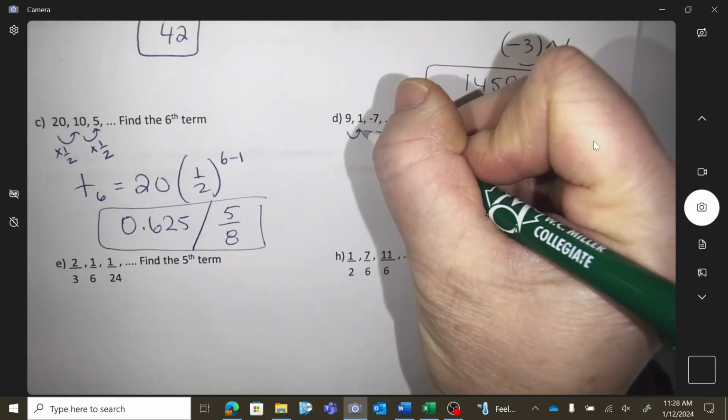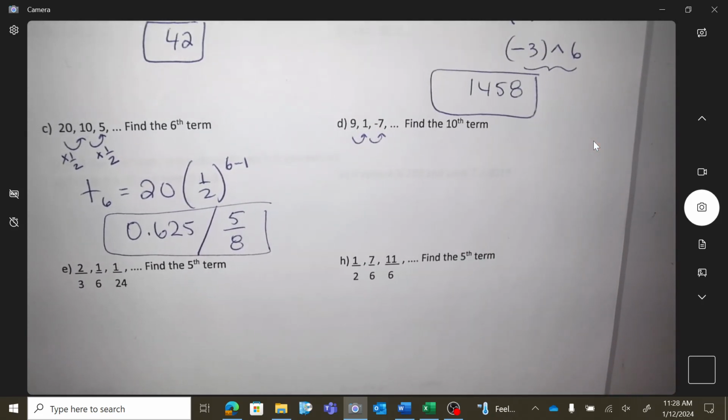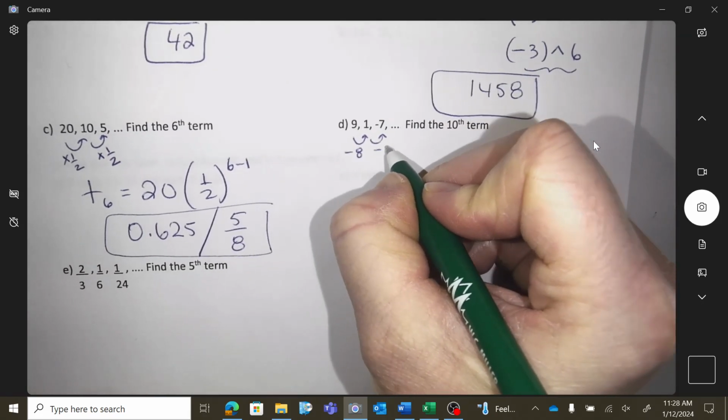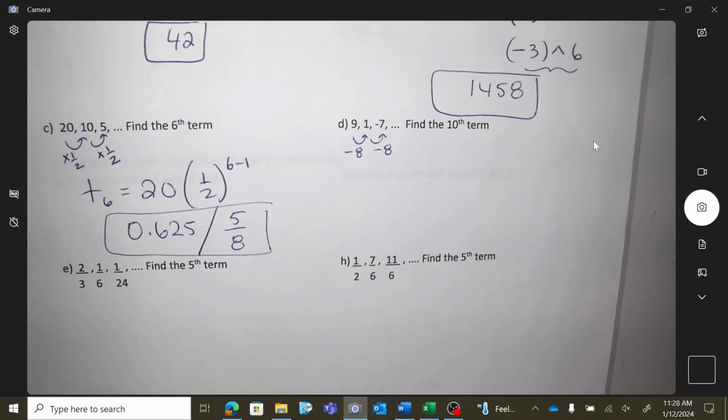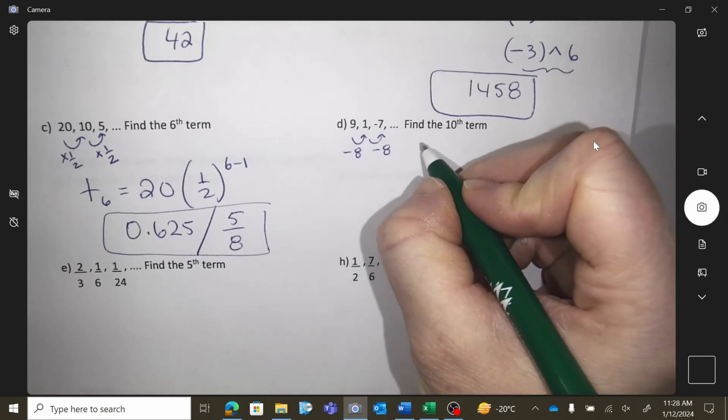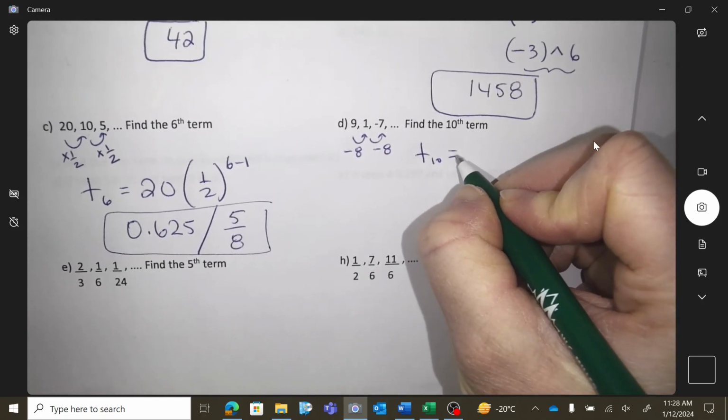Okay, question D. Can you get me a pattern? What's going on? Question D, what's the pattern? Looks like I'm going down by 8, down by 8. Okay, so that means it's an arithmetic, so term 10 equals, and find your formula.